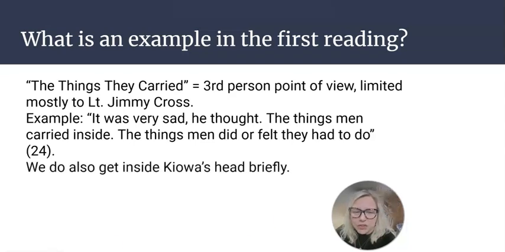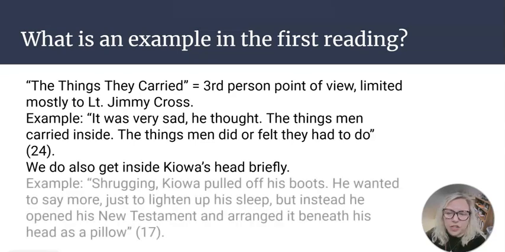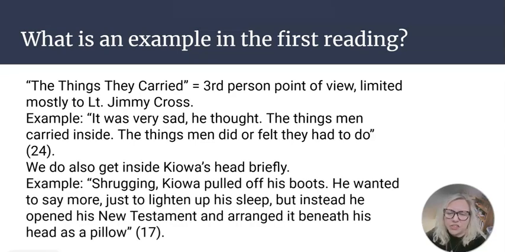We do also get inside of Kiowa's head briefly, which is really interesting. And you'll have to do some thinking about this aspect as you are working on making sense of the book once you finish it. Here's an example from page 17. "Shrugging, Kiowa pulled off his boots. He wanted to say more just to lighten up his sleep, but instead he opened his New Testament and arranged it beneath his head as a pillow." I think it's only on page 17 when we can access Kiowa's thoughts, but let me know if you find any other examples. All right.